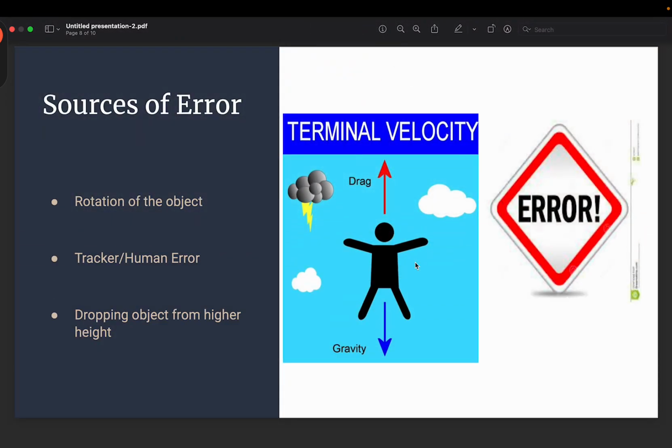Sources of error. There's obviously going to be some error in this experiment. Some common sources of error included the rotation of the object, as it'll be dropped in nonlinear motion, Tracker/human error, as I have a high chance of not being able to click the center of mass at every point, and dropping the object from a higher height. This makes sense as dropping the object from a higher height will result in more conformational data.